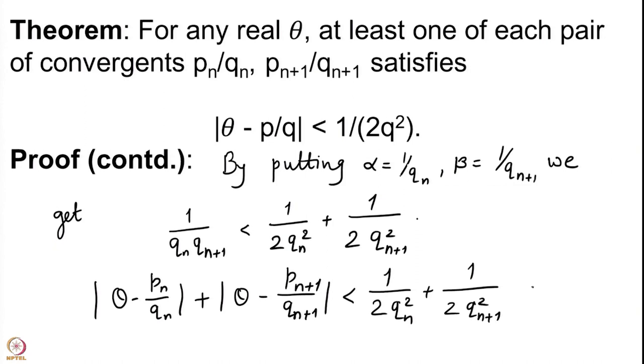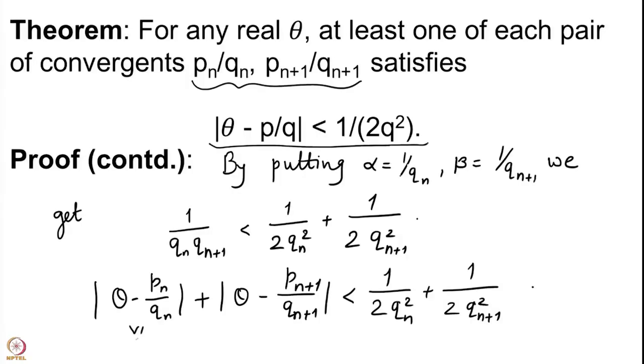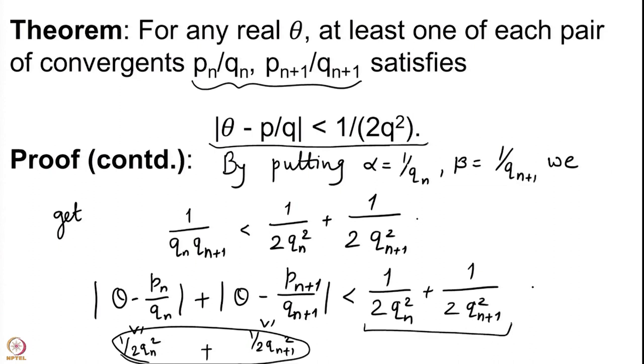Now, what we want to prove is that at least one of the pairs Pn and Qn should satisfy this inequality. If you assume that this is not true, that means Pn by Qn and Pn plus 1 by Qn plus 1 both do not satisfy this inequality. That would mean that for both of these, we will have that this is bigger than or equal to 1 upon 2 Qn square and this is bigger than or equal to 1 upon 2 Qn plus 1 square. So, the sum will be bigger than or equal to the sum of these two, but that is a contradiction because it is strictly less than the sum.